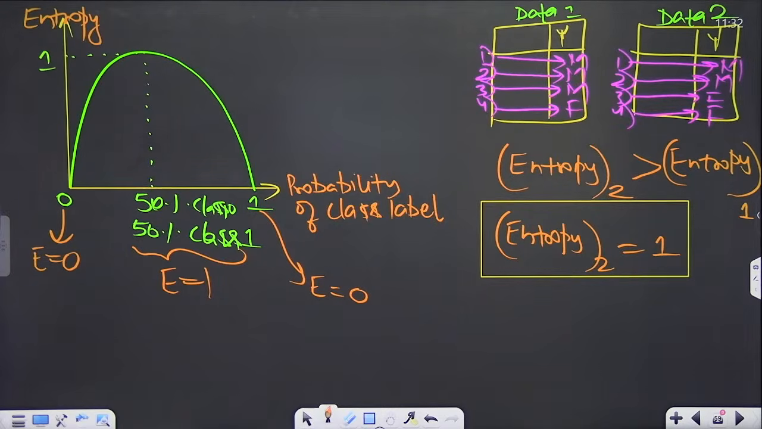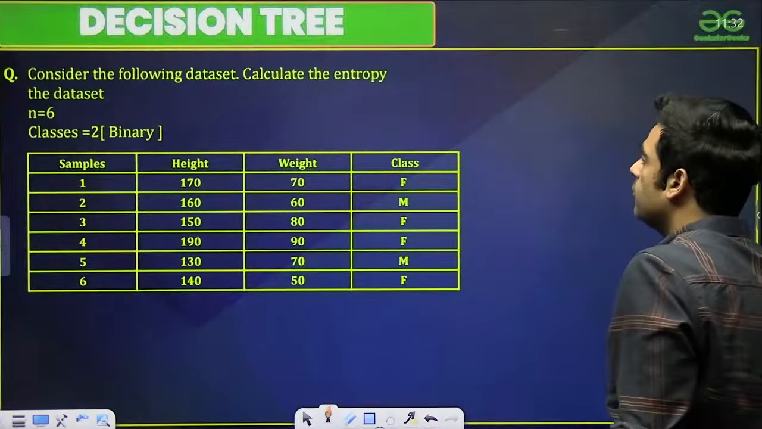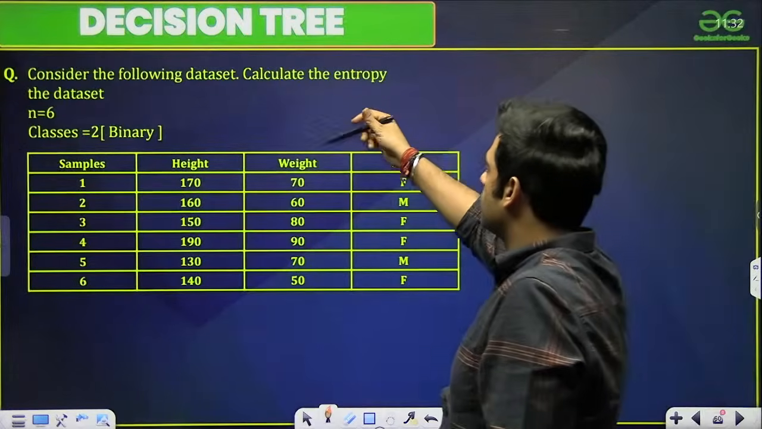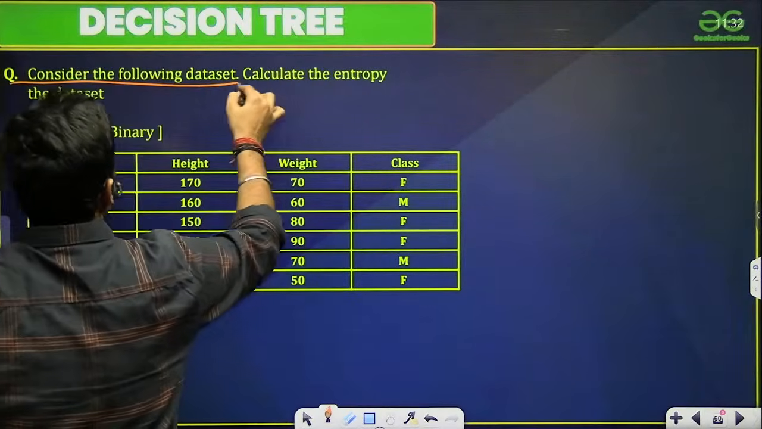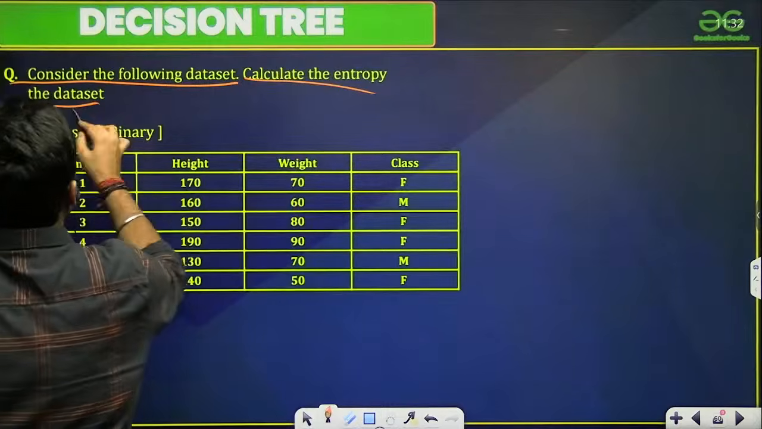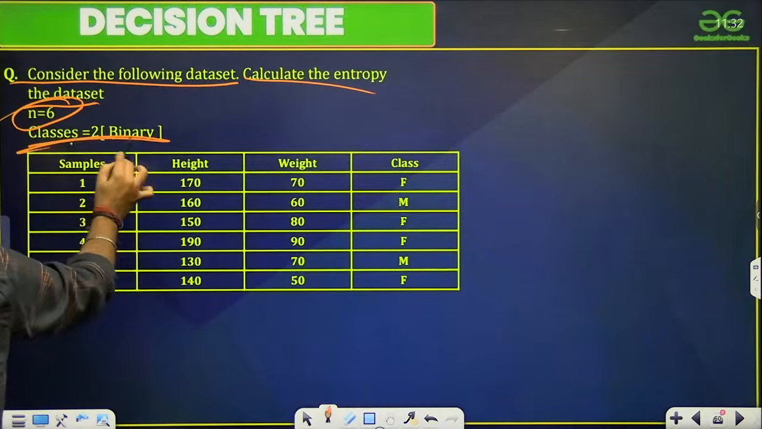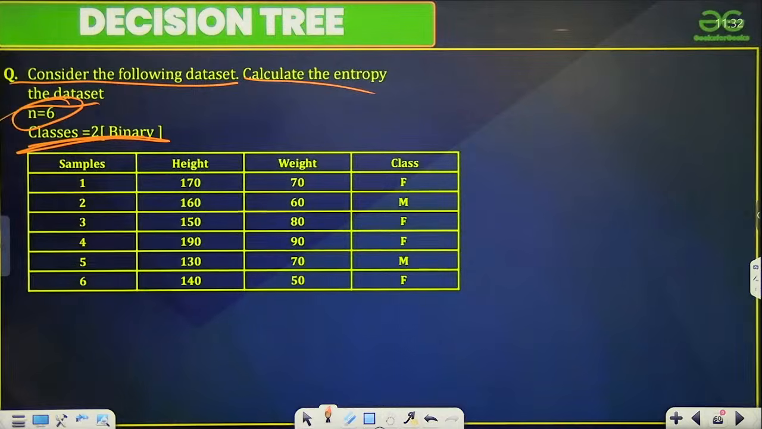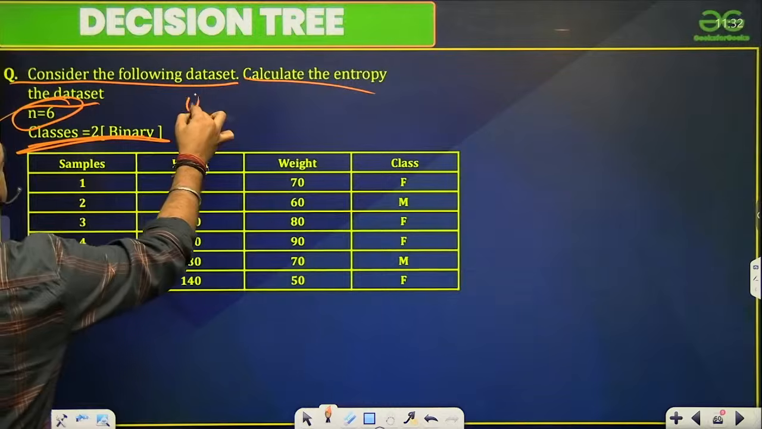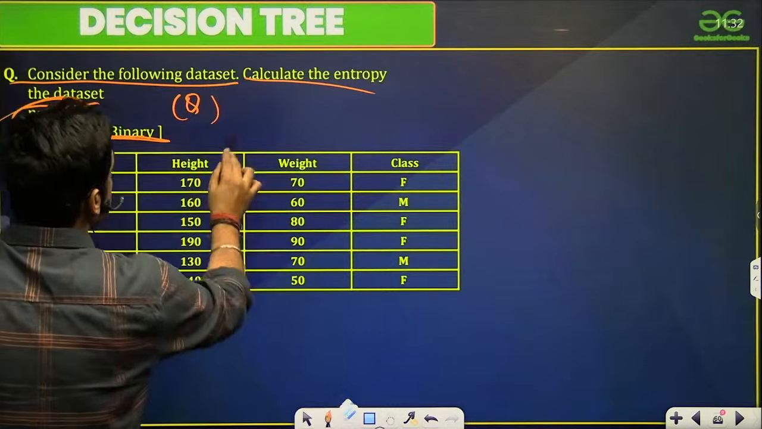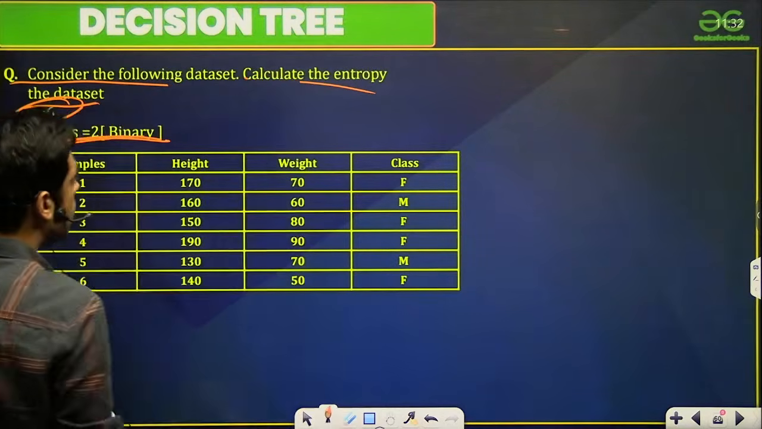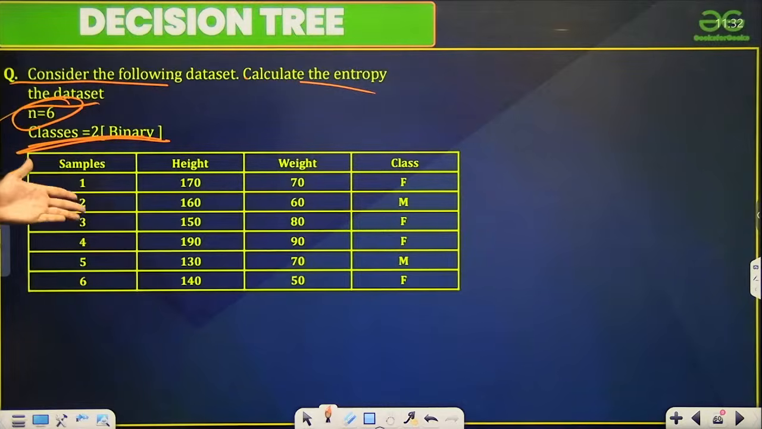Okay, so if this is clear, then try to solve one numerical for me. This is the data set, and you have a total of 6 samples, and it is a binary data set. You have to calculate the entropy of the entire data set. Please calculate this for me.